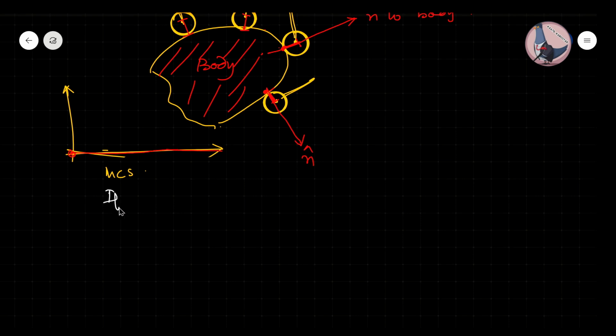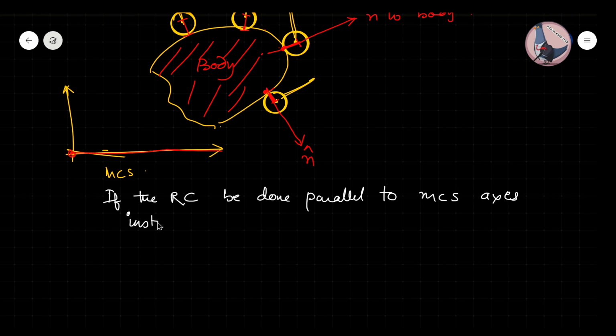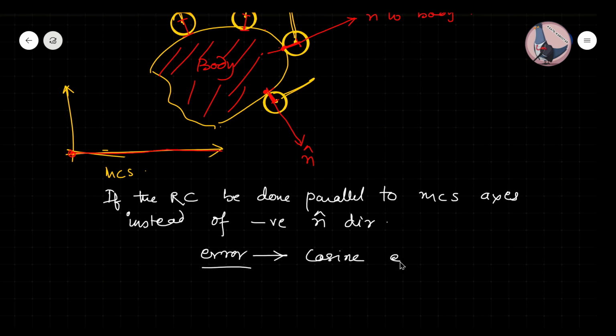if the radius compensation is done parallel to the machine coordinate system axis instead of the negative normal direction, then of course you can understand there will be some error, and that error is called cosine error. Fine. So this will come.